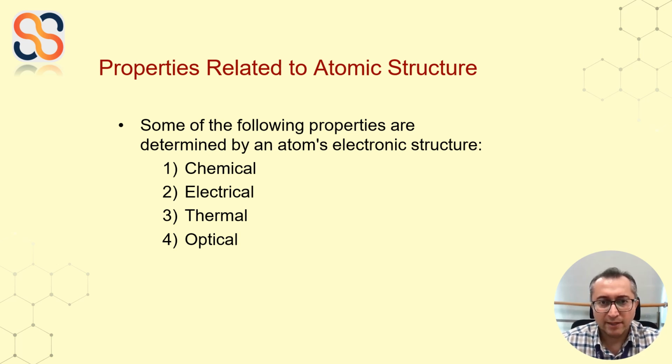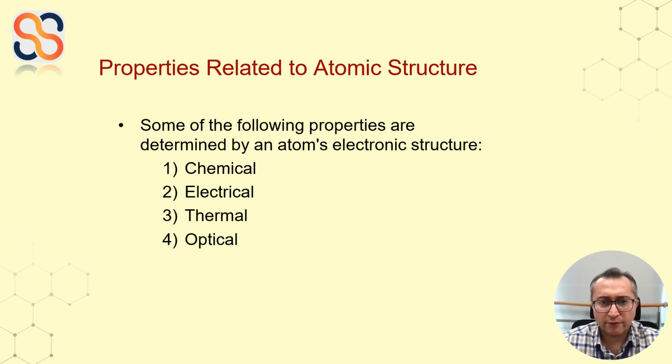For example, when sodium and chlorine bond to form salt, it's the electron transfer between these two atoms that drives the chemical reaction. Now we have electrical properties. If we are talking about materials like metals, their ability to conduct electricity comes down to the movement of electrons. In metals, electrons are free to move, which is why they conduct electricity so well. On the other hand, materials like rubber don't have free electrons, so they act as insulators.